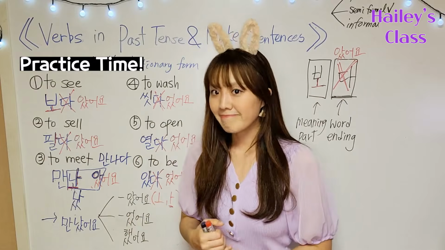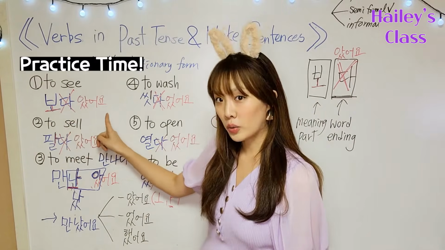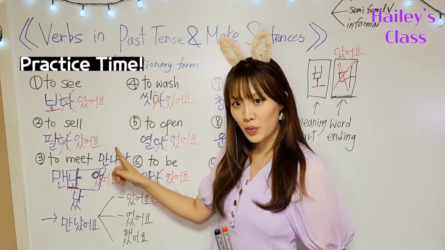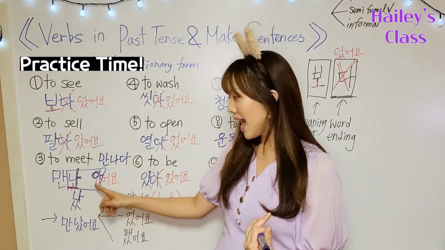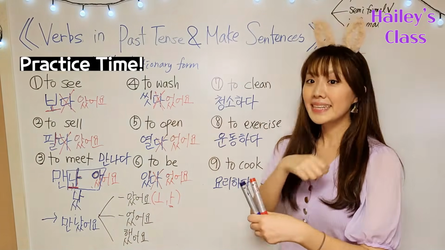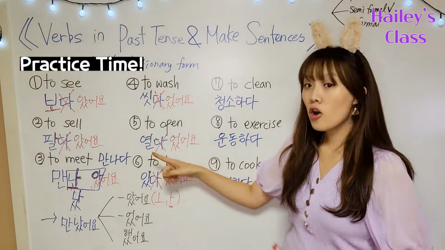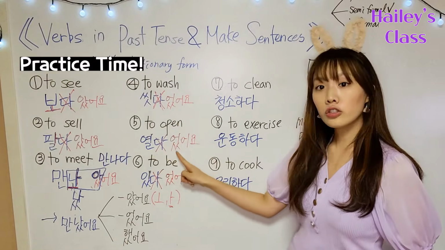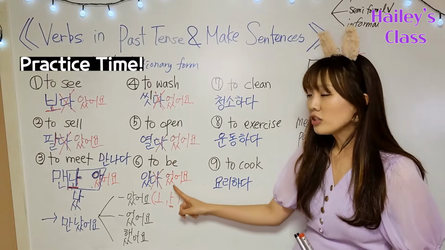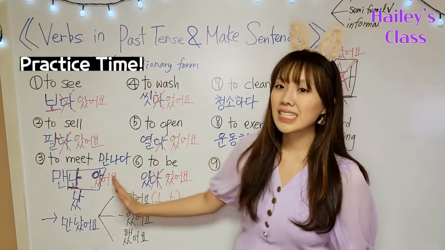Okay? Good. 보다, 보았어요. 팔다, 팔았어요. 만나다, 만났어요. 씻다, 씻었어요. 열다, 열었어요. 있다, 있었어요. Okay, got this? We finished these 6.